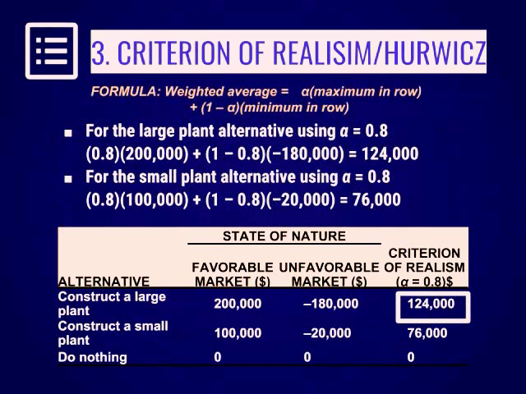$124,000, and for the small plant, we have $76,000. For the do nothing, we get 0. After which, we select the alternative with the highest value, which is $124,000. Thus, our decision would be to build a large plant.